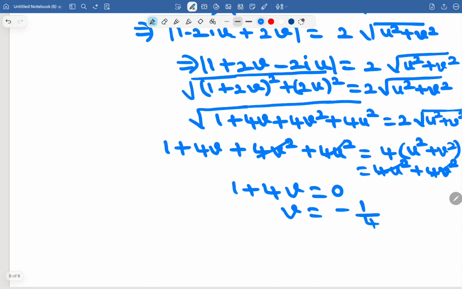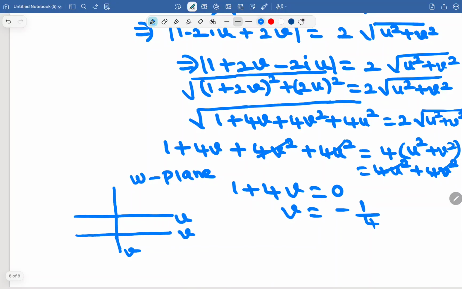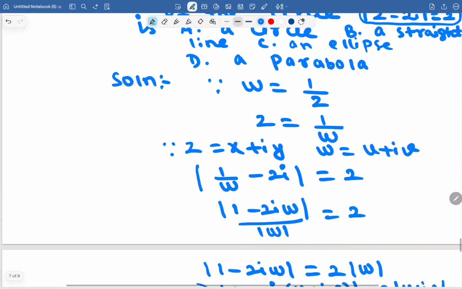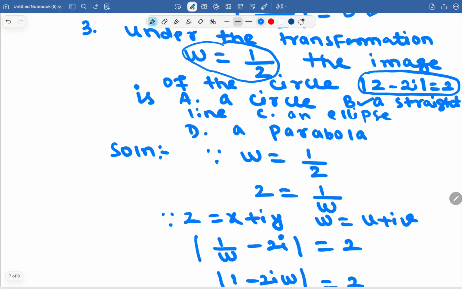Under the w plane, this line is v, this one is u, this is the w plane. Here we are getting v equal to minus 1 by 4, which is parallel to the u axis. This is nothing but a straight line. Option B is the correct option.